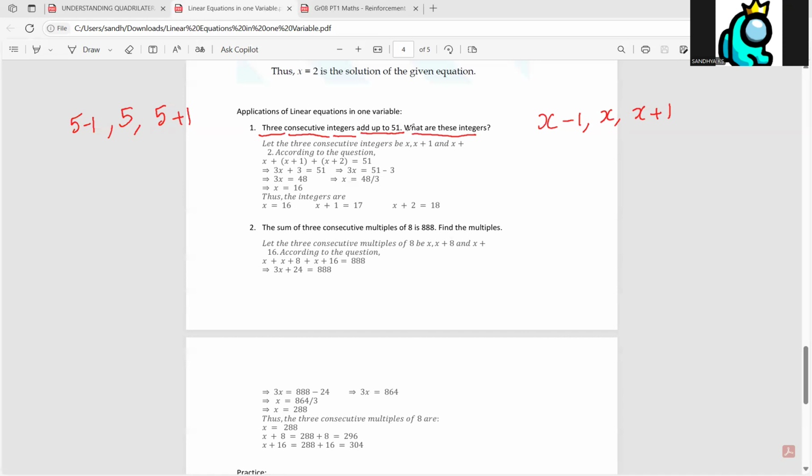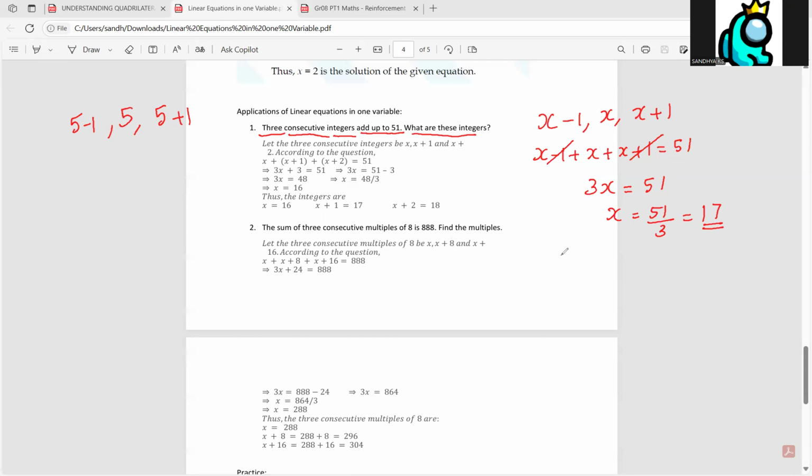The sum of these integers adds up to 51. So x minus 1 plus x plus x plus 1 is equal to 51. Here minus 1 plus 1 becomes 0, so 3x is equal to 51. x is equal to 51 divided by 3. 3 7s are 21, so 17 is one of my numbers.